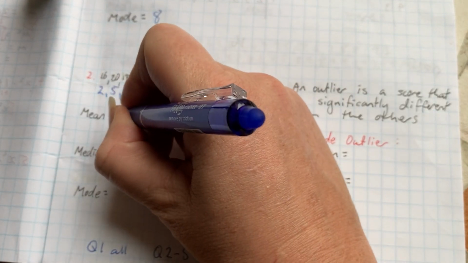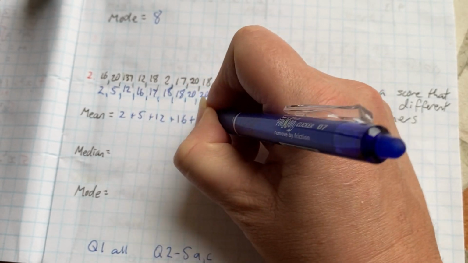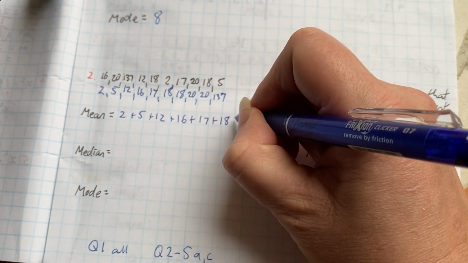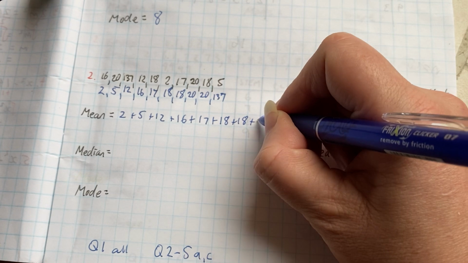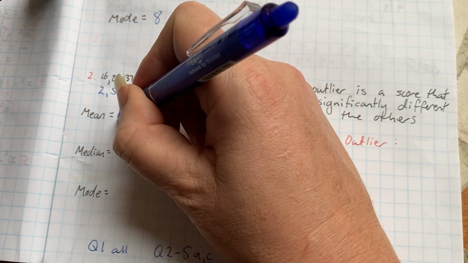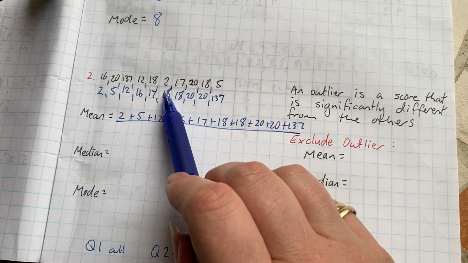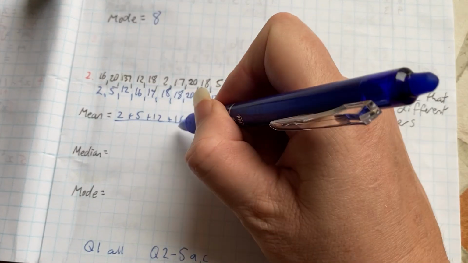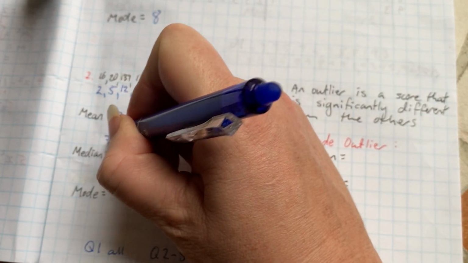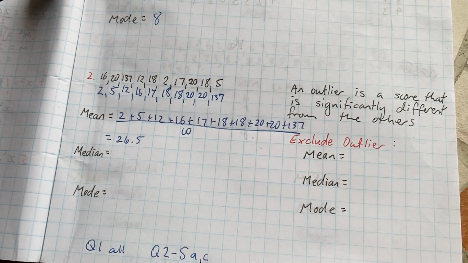So add them all up. So 2 plus 5 plus 12 plus 16 plus 17 plus 18 plus 18 plus 2 lots of 20 plus 137. Divide that answer by how many there are. 1, 2, 3, 4, 5, 6, 7, 8, 9, 10. And if you do that division, you get 26.5.